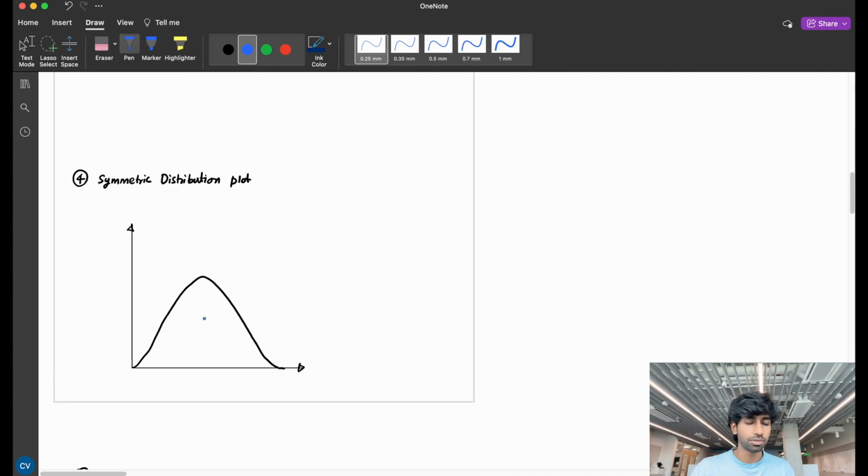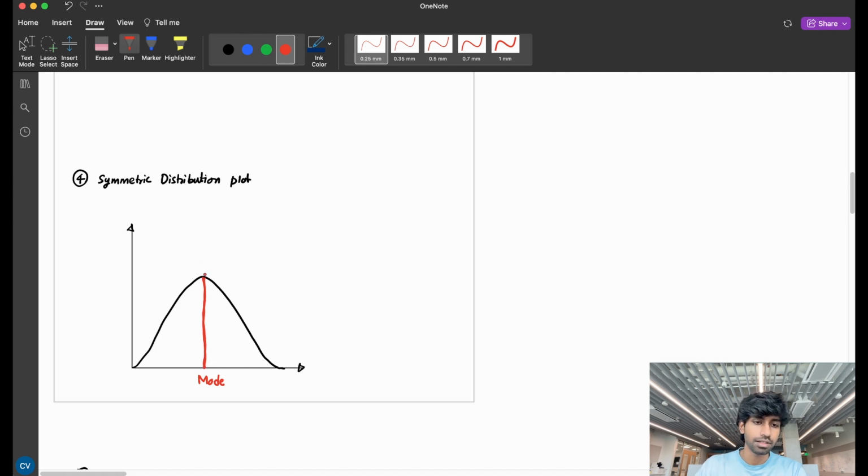And let's go through different kinds of distribution plots right now to understand the data. So the first thing is the symmetric distribution plot. Again, in this plot, the mode is really simple. So this is our mode, and in a symmetric distribution plot, all mean, median, and mode tend to lie around the center itself.